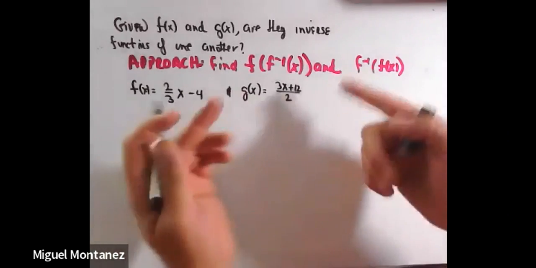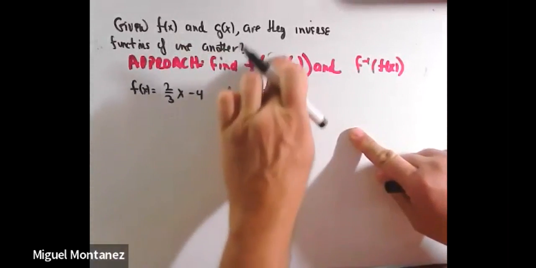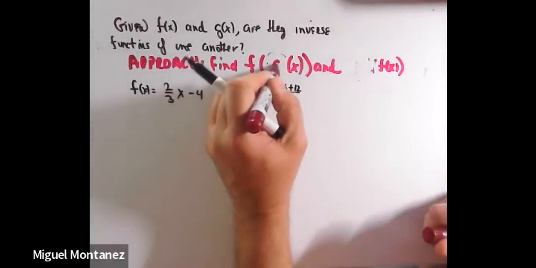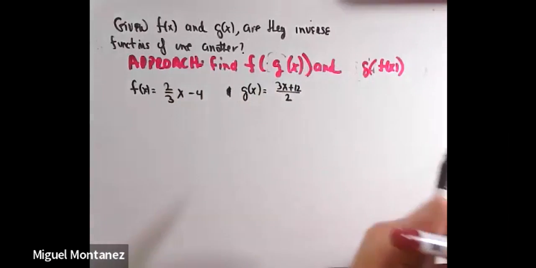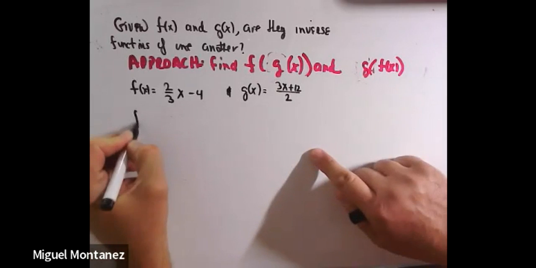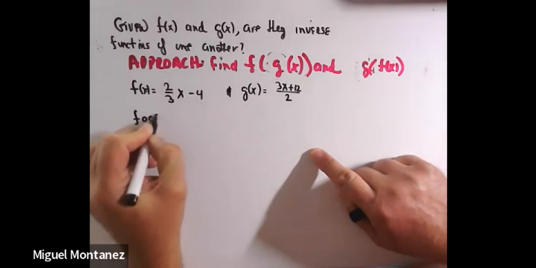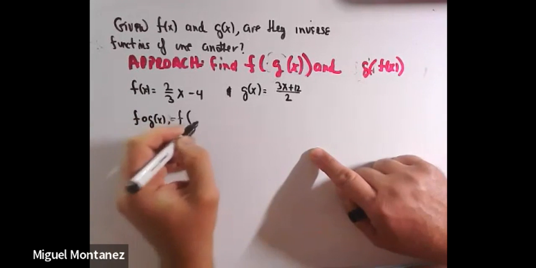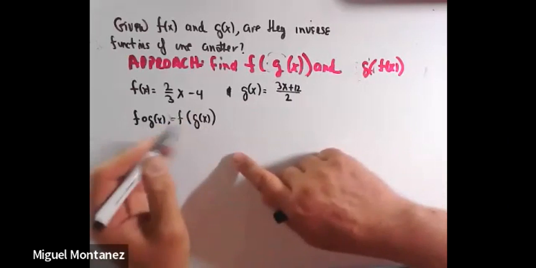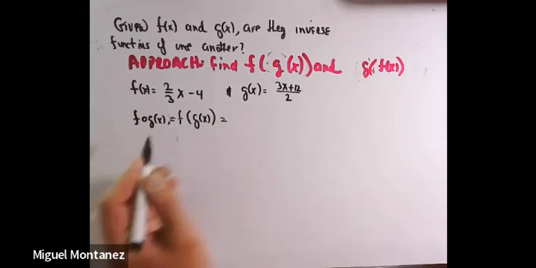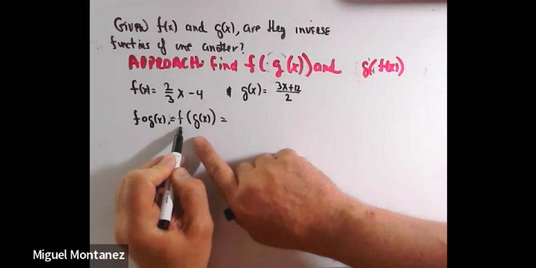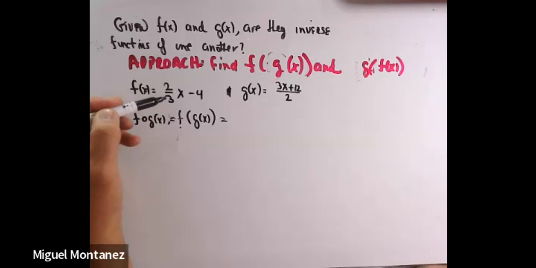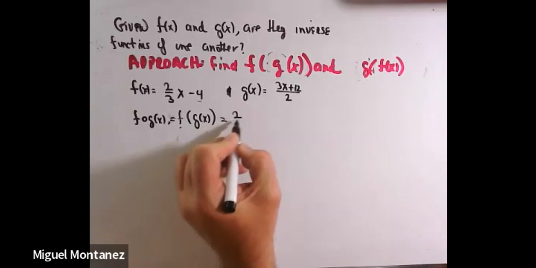So let's say we need to do f of g and g of f, because we still don't know if these are inverse of one another. So let's go ahead and start with f of g of x, which is f of g of x. Here we need to find, as we learned before, in this case f is my outside function, g is my inside function. So the f function states 2/3 times input minus 4.